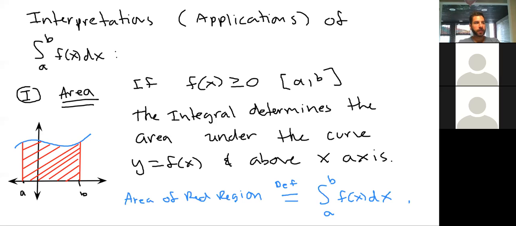So again, the integral determines the area under the curve and above the x-axis. Now, this interpretation only makes sense if we assume that the curve is above the x-axis. That's why we make this assumption. Notice I said if f of x is greater than 0. Now, what happens if we don't make that assumption?